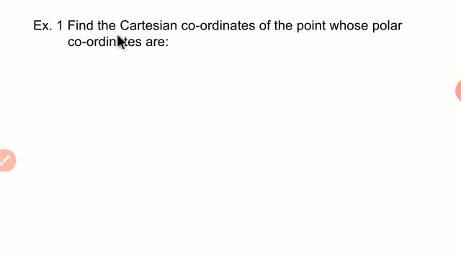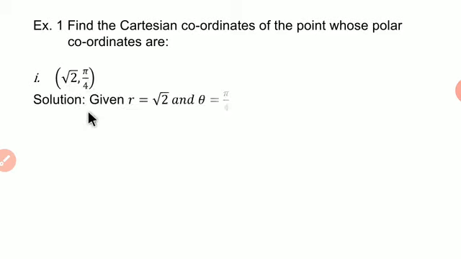So see the example number 1. Find the Cartesian coordinates of the point whose polar coordinates are given. Here we have the polar coordinates and our aim is to find their Cartesian coordinates. So see the first polar coordinate as root 2, pi by 4. Means here we have the value of r as root 2 and value of theta as pi by 4. So solution, given r is equal to root 2 and theta is equal to pi by 4.